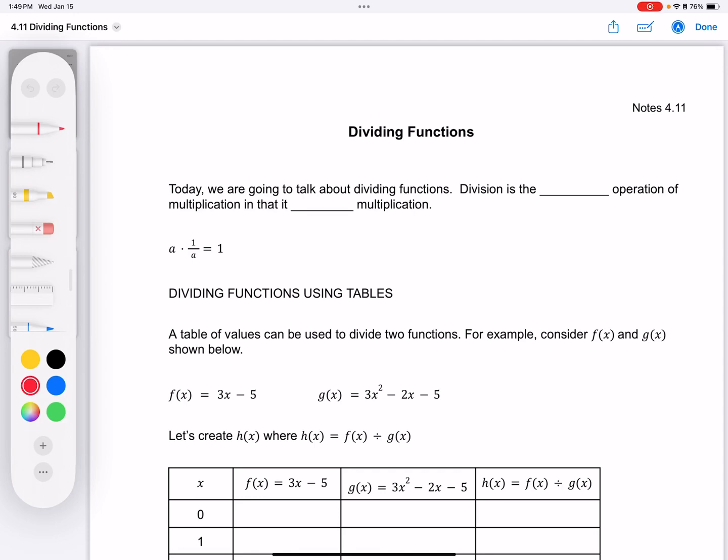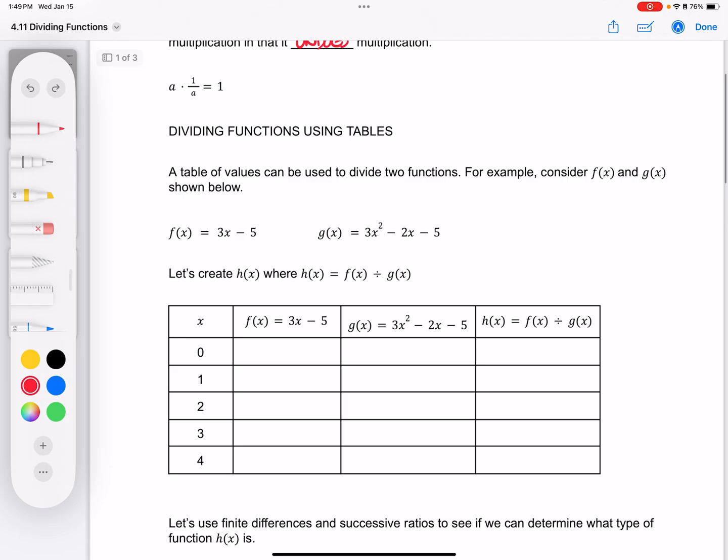We're going to talk about division, which is the inverse operation of multiplication, and that it undoes multiplication. All right? So, for instance, if I do a times 1 over a, the a's cancel and I get just 1. All right. We're going to talk about dividing functions using tables.